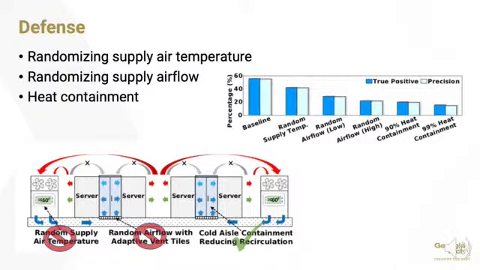So there are several defenses to a thermal side channel power attack. The first is to randomize the supply air temperature. So you would randomize, do you want it at 60, 61, 62, 58, 59? You would do that in a random pattern, right? Adjusting the temperature of the air coming out of the cold air unit.